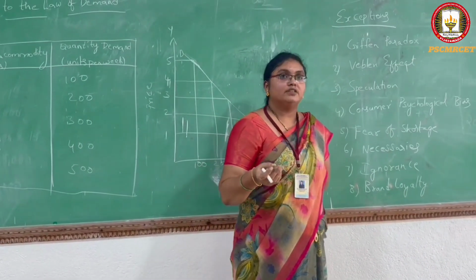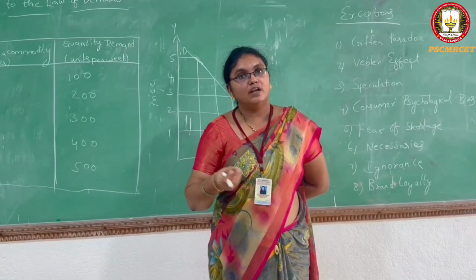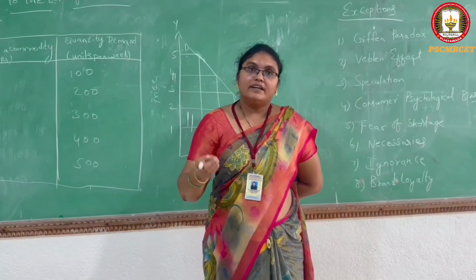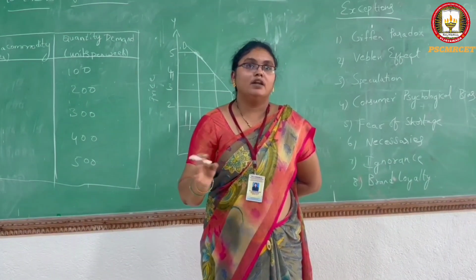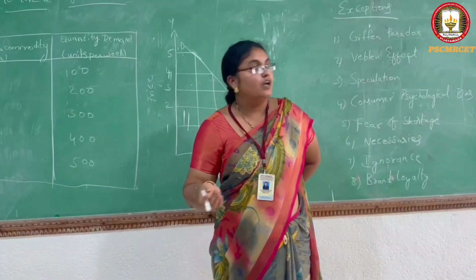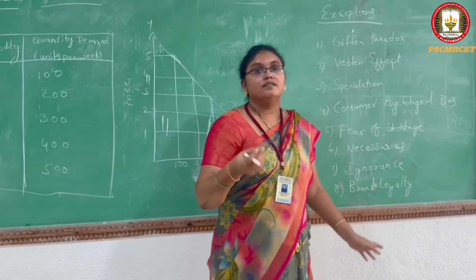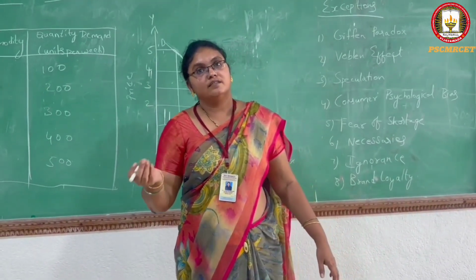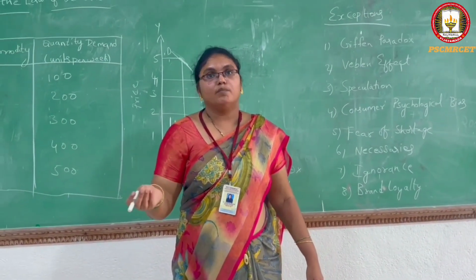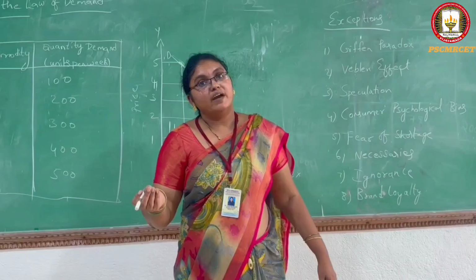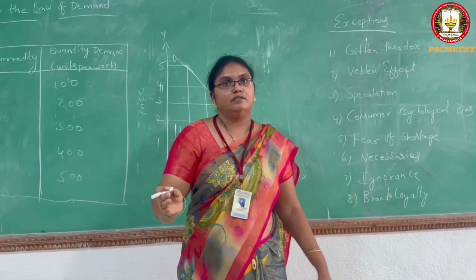Next, fear of shortage. In future, shortage will occur. That's why they will purchase more at high prices also. That's why the law of demand is not applicable in case of fear of shortage. Next, necessaries. In case of necessaries like rice, vegetables, etc., the law of demand is not applicable. People will buy more even at high prices.